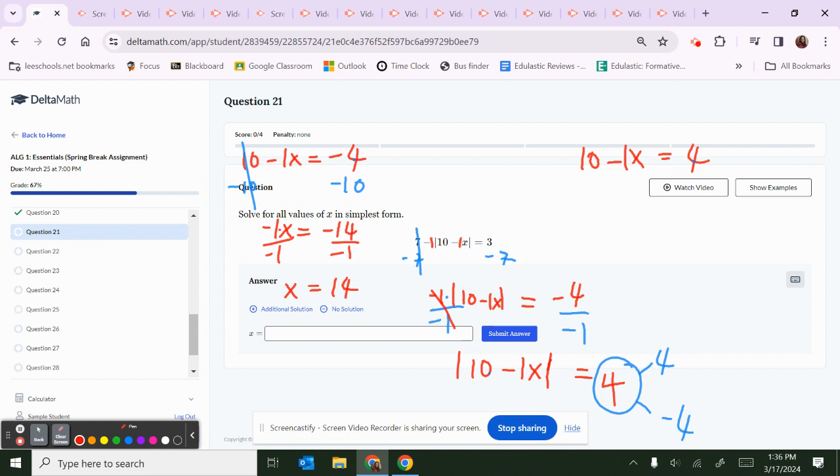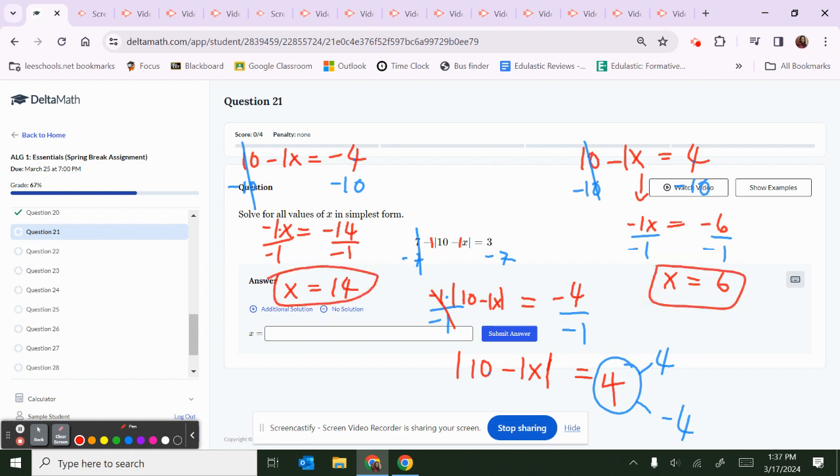But am I done? No, because absolute value has how many answers? Two. So let's get the next one by first subtracting 10. Subtract 10, cancel. My -1x, I bring down. 4 minus 10 is -6. Now I'm going to break up that couple by dividing by -1 on both sides. So your x is equal to -6 divided by -1, which is +6. So my two answers are 14 and +6.